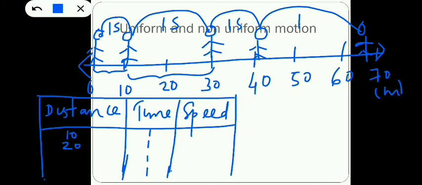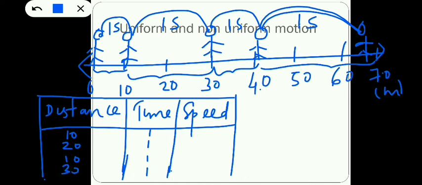And for the next 1 second, what is the distance traveled by the boy? 30 to 40, that means 10 meter. Now, for the next 1 second, what is the distance traveled by the boy? It is from 40 to 70. That means the total distance is 70 minus 40, that is 30 meter.